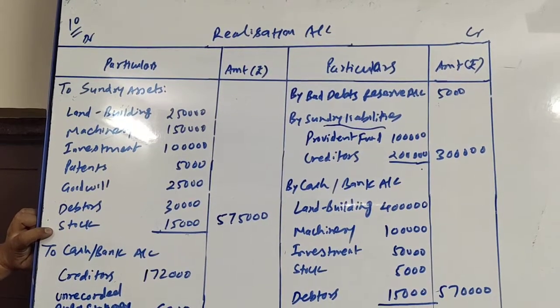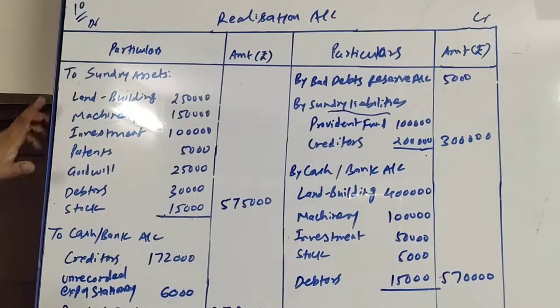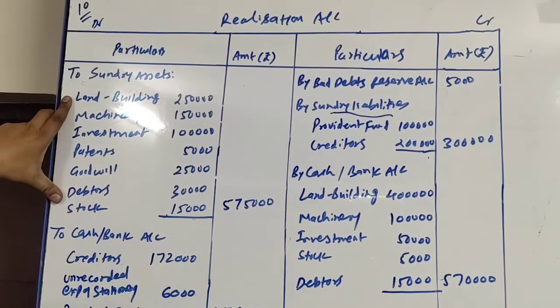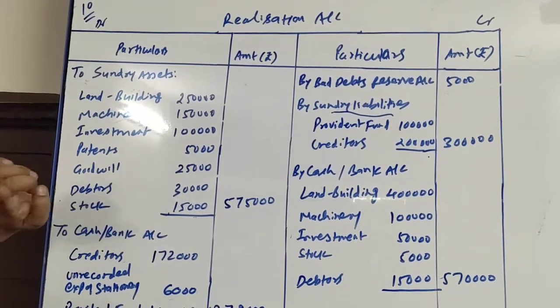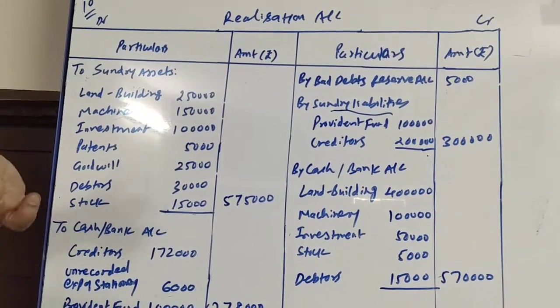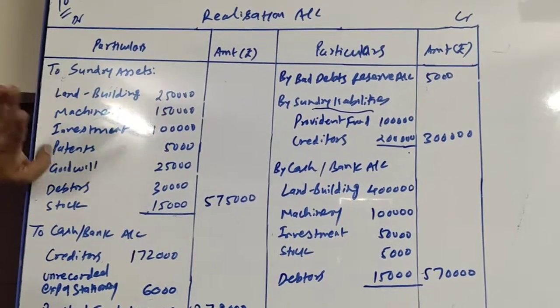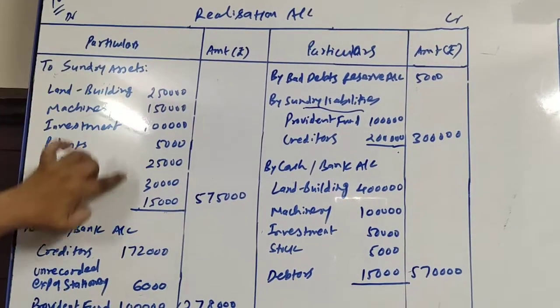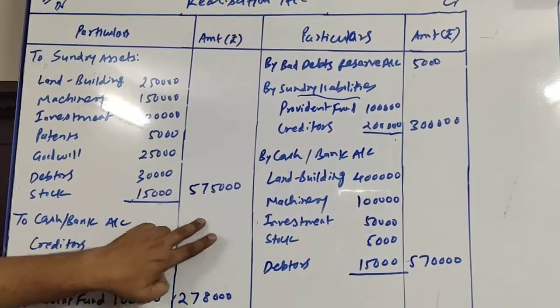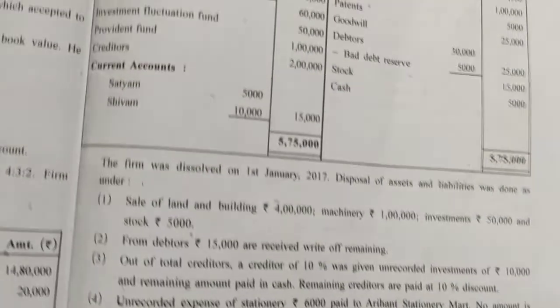Friends, debtors are given 30,000 minus bad debts reserve 5,000, that is 25,000. But when we transfer them to realization account, we will transfer the whole amount 30,000. That 5,000 is the provision that will be closed and transferred to the credit side of realization account. So right now these all assets, their amount and total of them is 5,75,000.